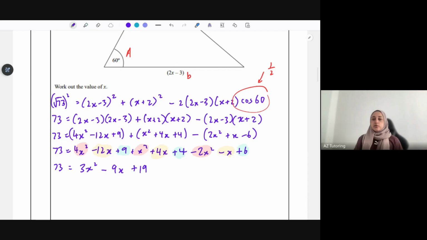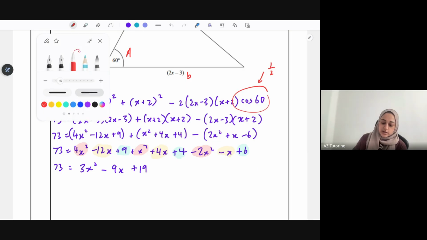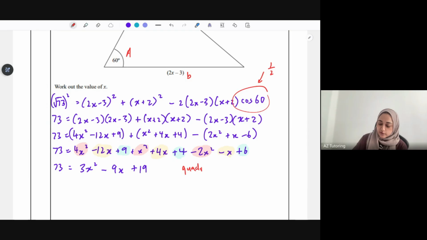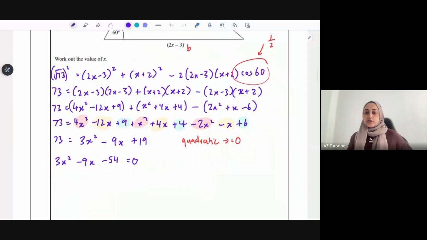Okay, so as we suspected, we've got a quadratic equation here. And remember, with quadratic equations, you must always equal them to 0 to solve them. Make it equal to 0 to solve them. So we've got 3x squared, we've got minus 9x, and then I'm bringing this 73 over, so the opposite of plus 73 is minus 73. 19 minus 73 gives us minus 54, and that equals 0. So this is the equation that we're solving.